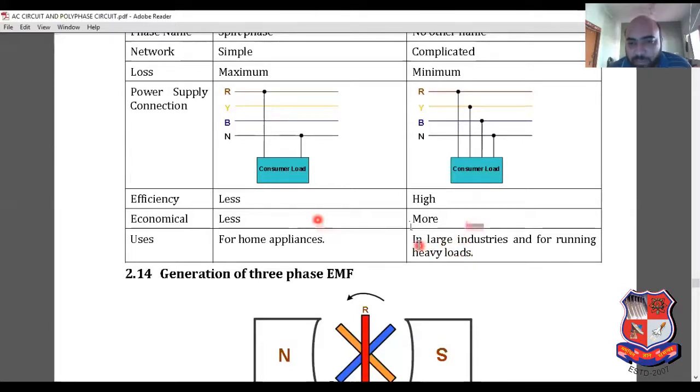For three phase circuit, the large industries and for running heavy loads, we are using three phase circuit. See, all your star delta networks are nothing but the three phase circuits, which we have already learned in the first chapter, the basics of DC circuits. The star connection and delta connections are nothing but the three phase connections. Clear?